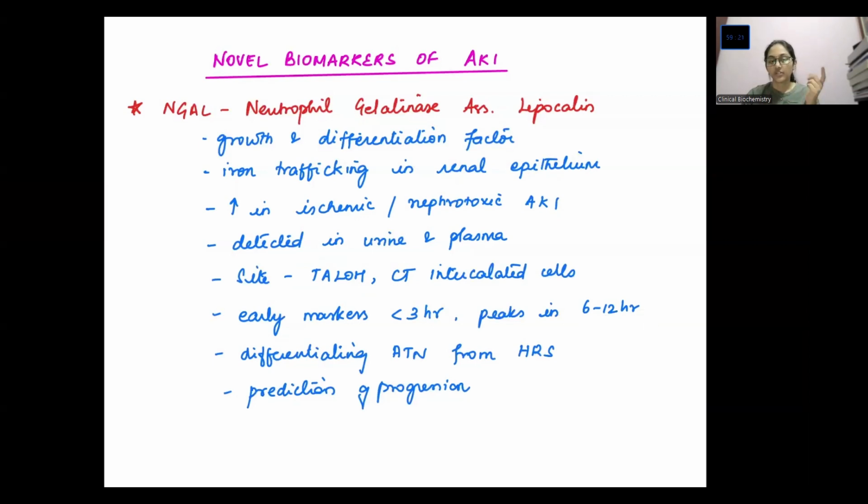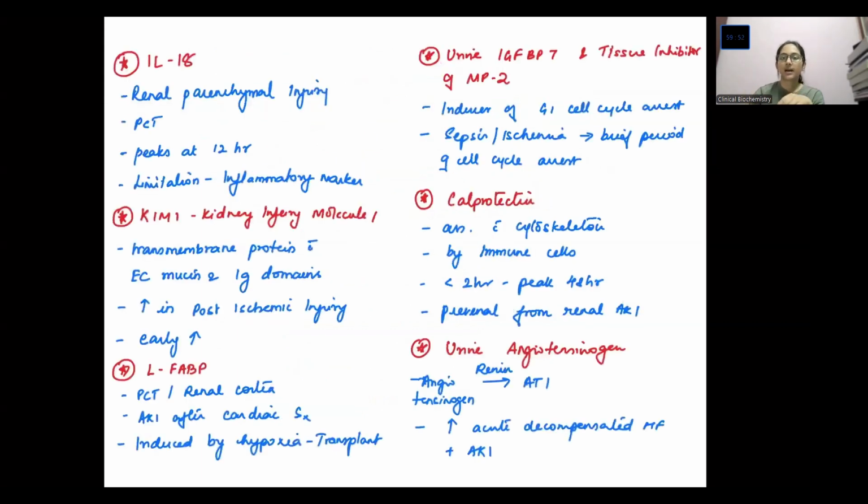Next is in differentiating acute tubular necrosis from other causes like hepatorenal syndrome, that is, kidney cause from other causes. Also it is used in the prediction of progression of any disease, so you can use it in prognosis. So this is the use of NGAL. Recently NGAL has been researched in many papers. It's an ongoing, novel marker. So you have other markers also. We will just see what those other markers are.